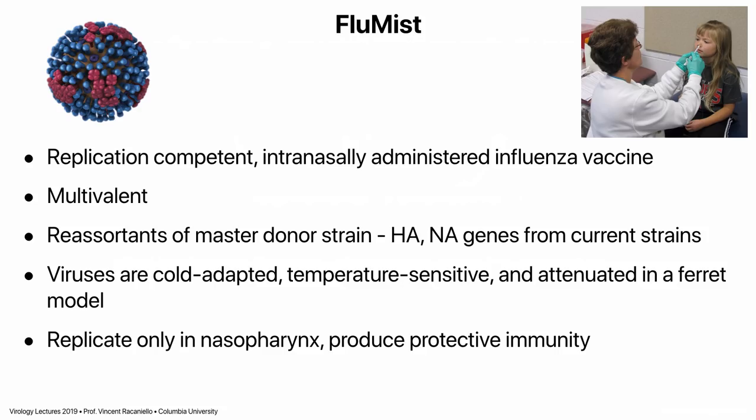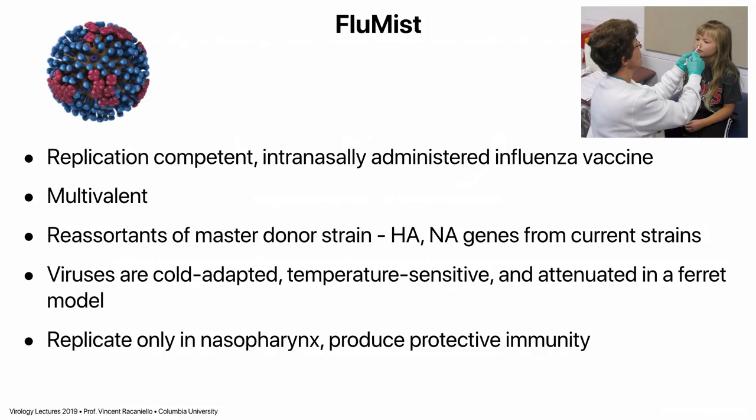And these are made from master donor strains, so we can take whatever is circulating and reassort it into this strain, which is already temperature sensitive and attenuated. It will replicate only in the upper tract. Very clever thing they did here. They made these viruses cold adapted, which means they need the low temperatures of the upper tract to replicate. They will not replicate in the lung, so they don't cause disease. As I said, I think this is the better of all the flu vaccines, if you could get it.